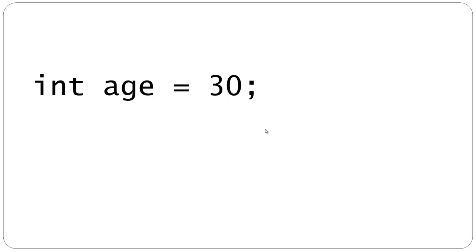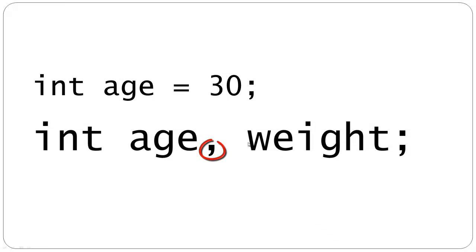Declarations can also include initialization. In this example, age will have value 30. More than one variable can be declared by separating them with a comma.